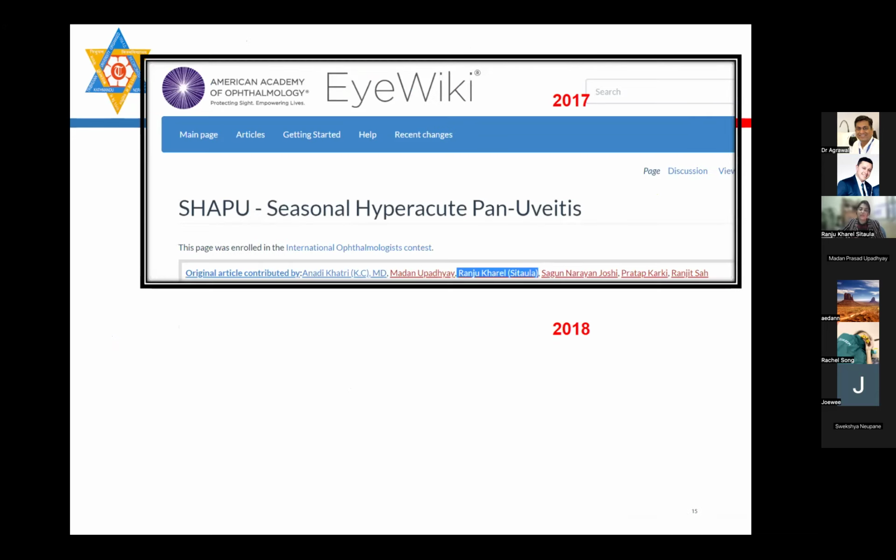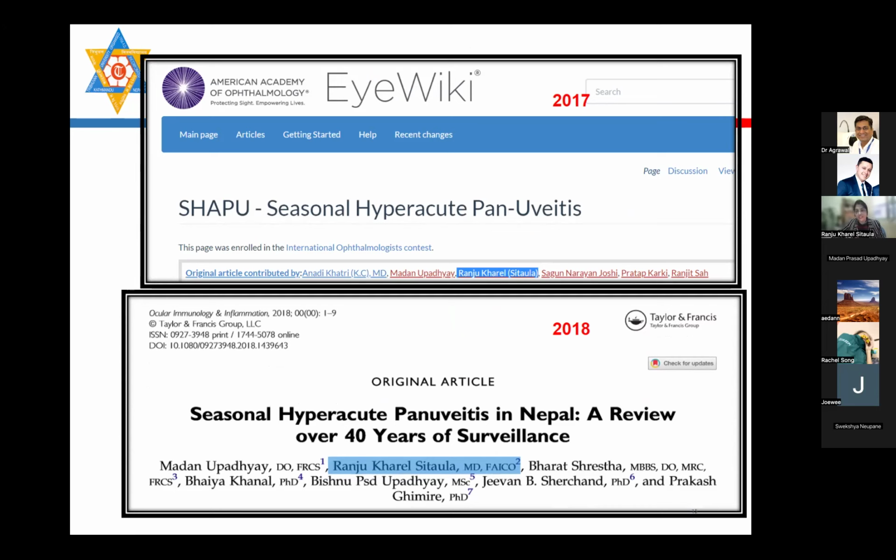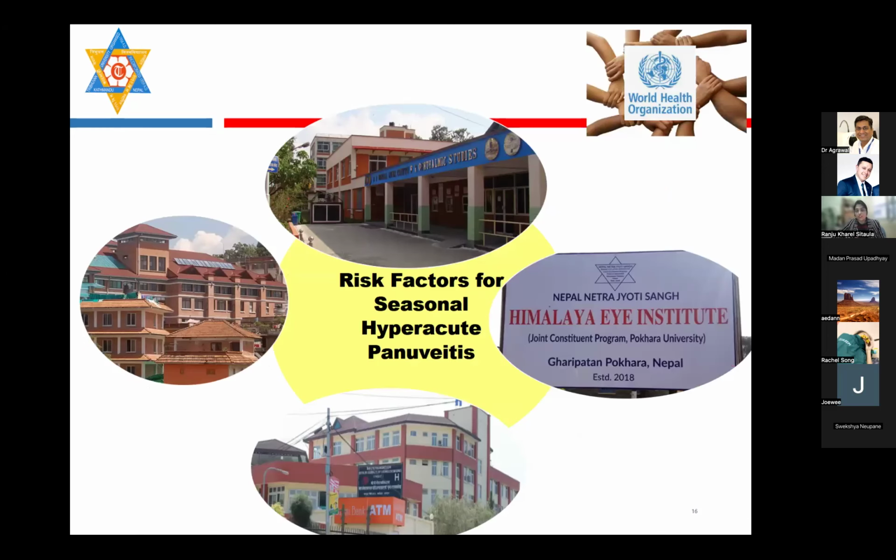So the first step that we took in 2017 was entering SHAPU into a global platform like EyeWiki in AAO. We also reviewed what the existing literature was. So we published a 40 years review paper of SHAPU in 2018. And the main issue with us was that patients used to come with a history of contact with moth, but we didn't have evidence to prove it.